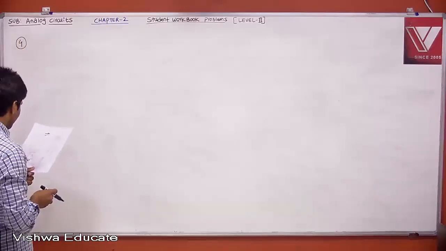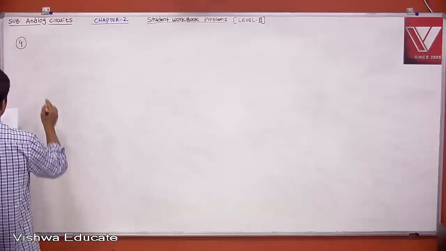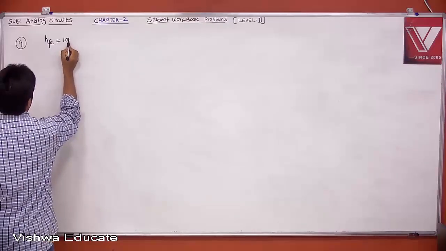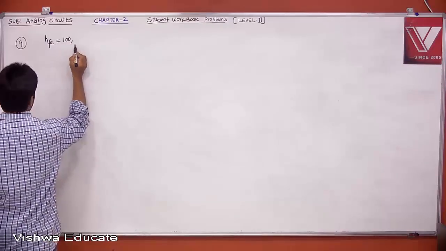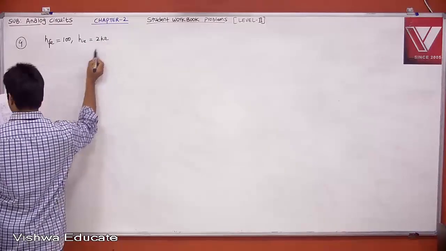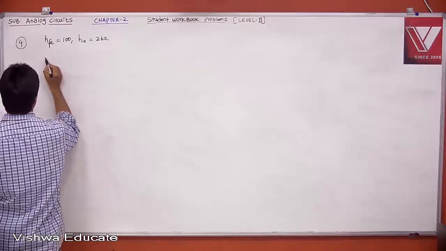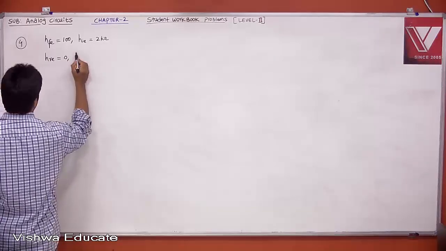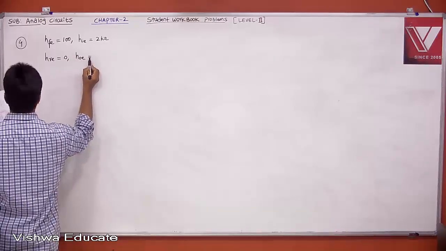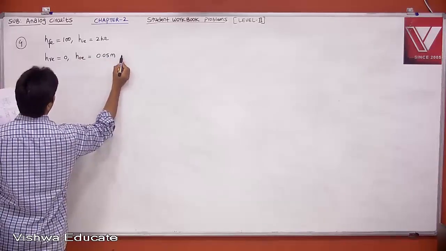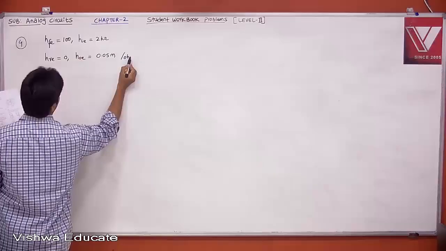The transistor in the amplifier shown has the following parameters: HFE 100, HIE 2 kilo ohm, HRE 0, HOE 0.05 millimhos or 1 by 20 kilo ohm.